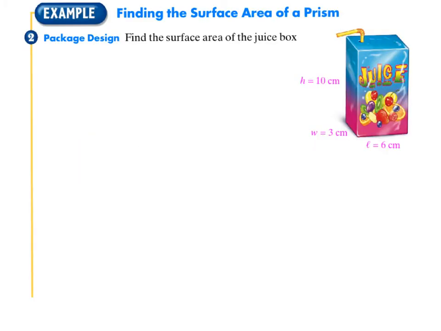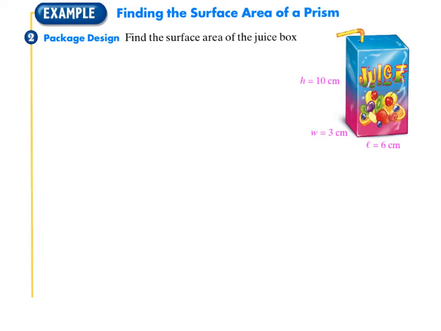Now let's look at finding the surface area of a prism. So say we want to find the surface area of this juice box. So it tells us that our height is 10, our width is 3, and our length is 6. Now if we were looking for the volume, that's all we would need to know. We could plug that into our formula and we would be finished. But we're not looking for volume, we're looking for surface area.